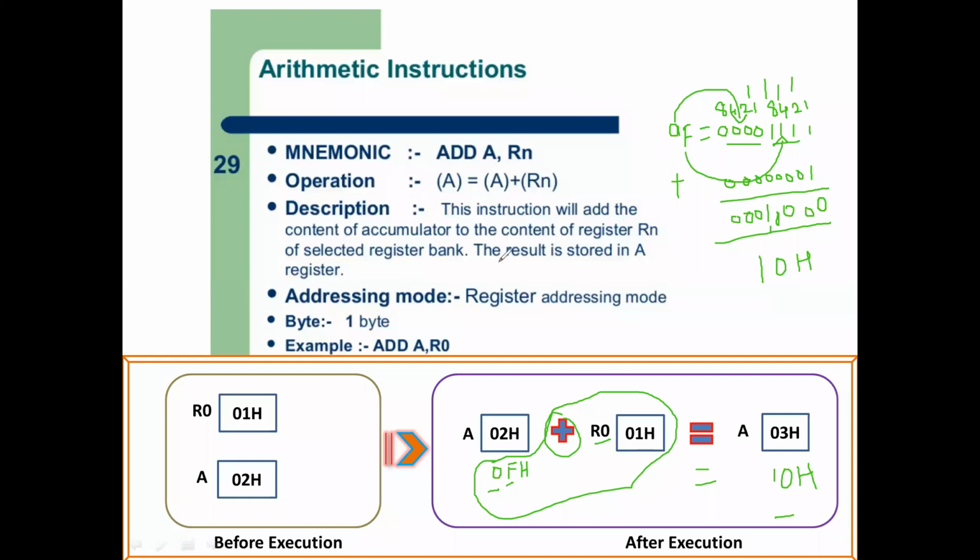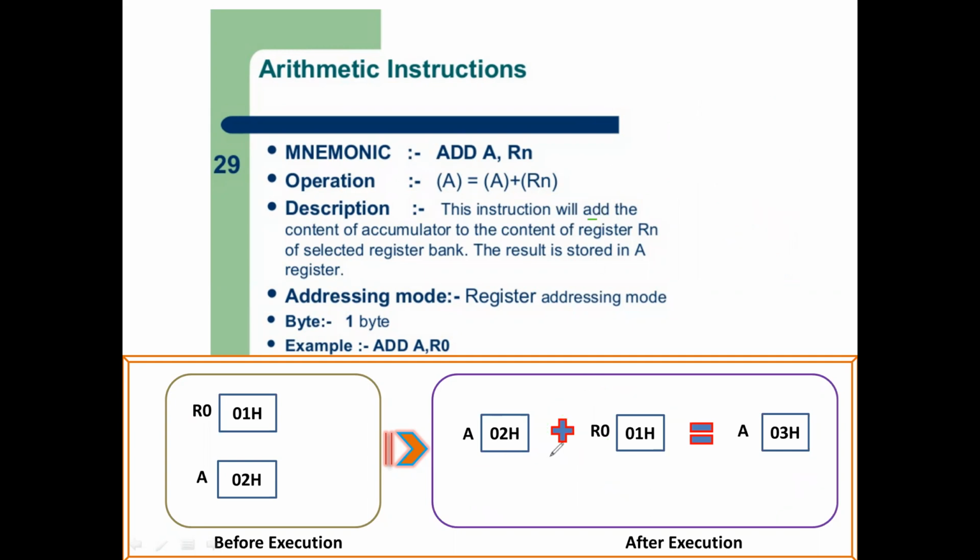For your better understanding, I'll read the instruction. This instruction will add the content of the accumulator, which is 02. Content is nothing but the data. It adds it to the content of the register. Now we are going to add these two values.